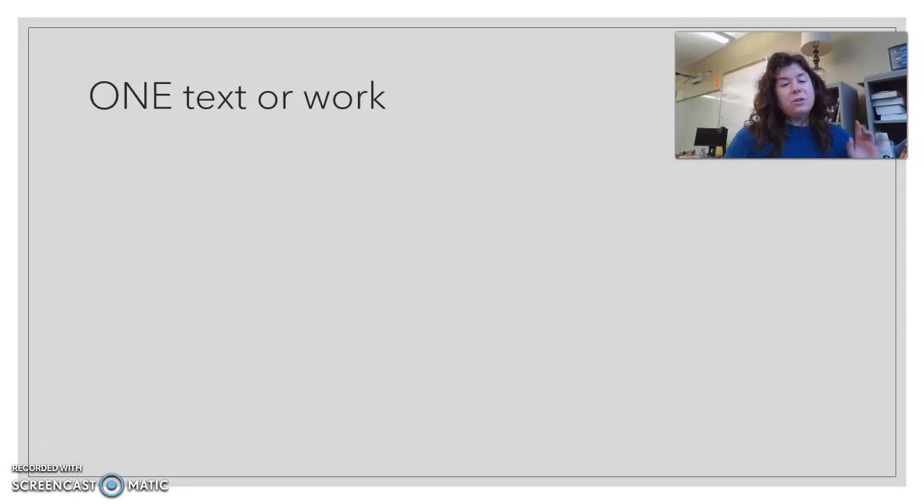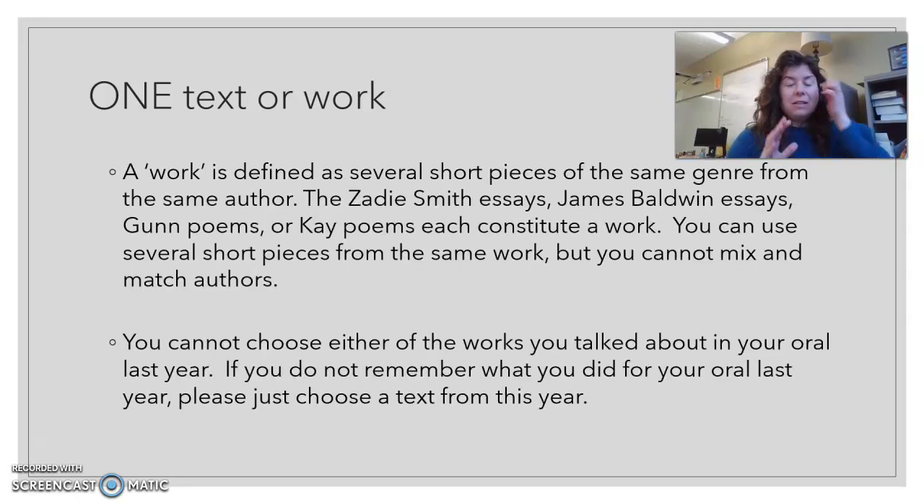When the prompt says that you're looking at one text or work, that means either a singular text, like Pride and Prejudice, or a work as it's defined by the IB, which is several short pieces of the same genre from the same author. So you could look at the Zadie Smith essays as a whole work. You could look at the Tom Gunn poems or a selection of those poems as a work. Or likewise, you could look at any of the essays or the poems that you looked at last year. You can use several short pieces from the same author in the same genre, but you cannot mix and match authors.